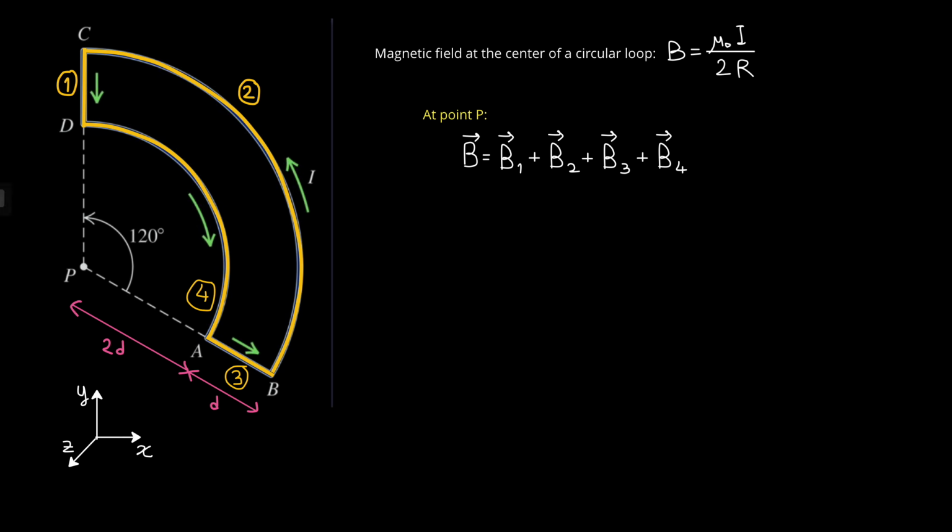On the other hand, the 2 straight segments, 1 and 3, directly point towards point P. Therefore, the magnetic field created by these segments at point P is equal to 0. So let's set B1 and B3 equal to 0.